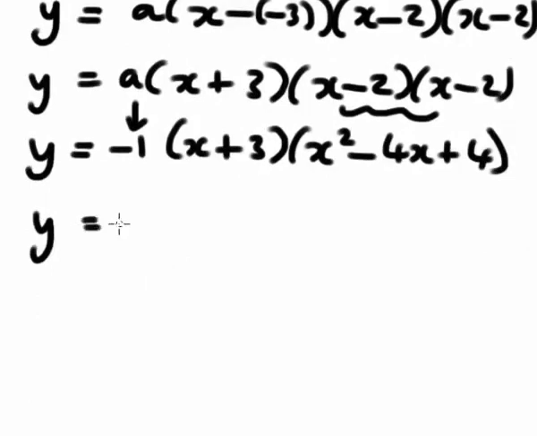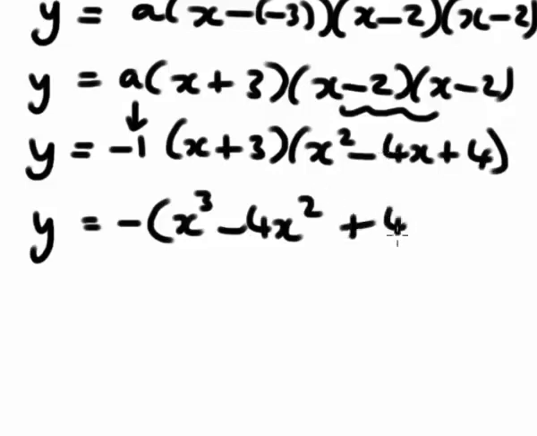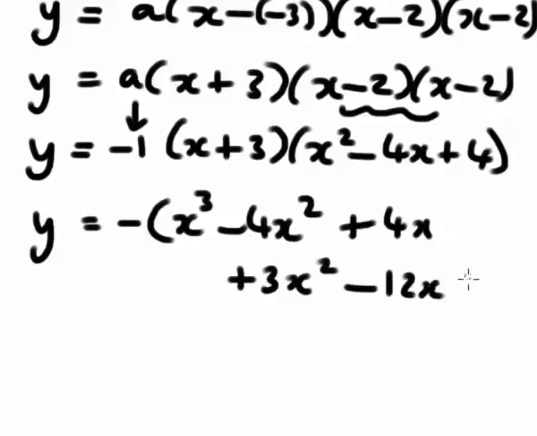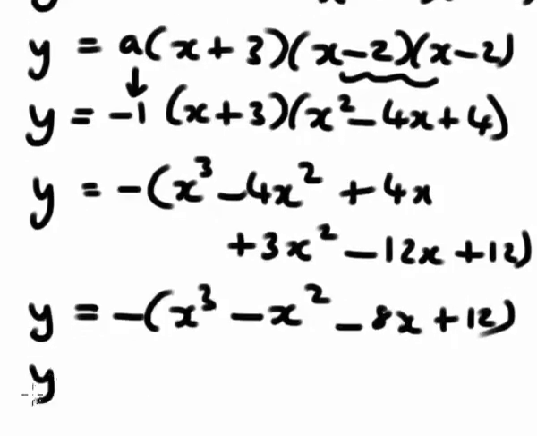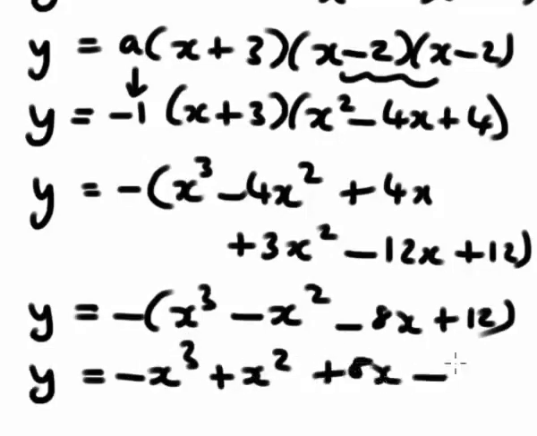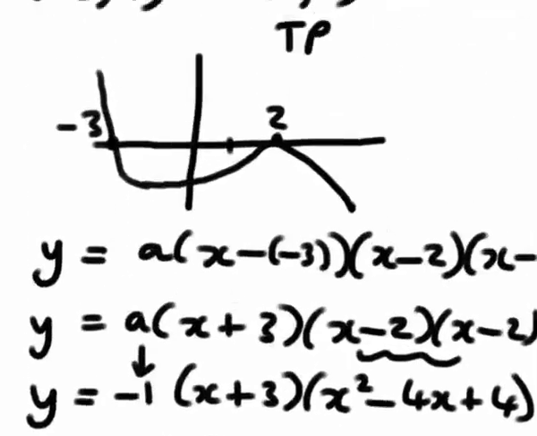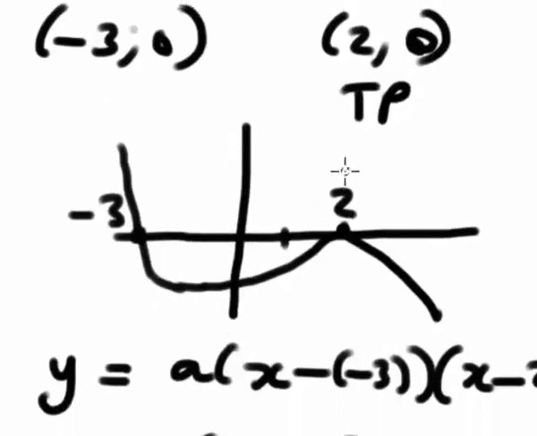Okay, so y is going to be negative, then let's times that out, x cubed minus 4x squared plus 4x, and then we've got plus 3x squared minus 12x plus 12. If we tidy that up, we get negative x cubed minus x squared minus 8x plus 12, and then multiplying out the negative, minus x cubed plus x squared plus 8x minus 12, and there's your cubic equation. Watch out, there's a repeat at the moment. You've got a turning point and an x-intercept that's the same. It turns on the x-axis.